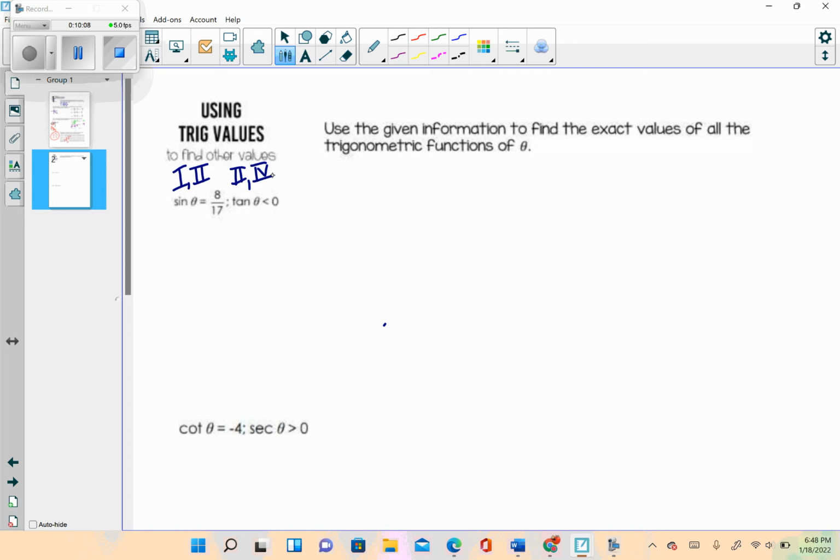Now, which quadrant's the same here? That's quadrant 2. So when I draw my triangle, make sure it's in quadrant 2. And make sure you're labeling where your angle is immediately. And remember, that angle has to lie on your x-axis.